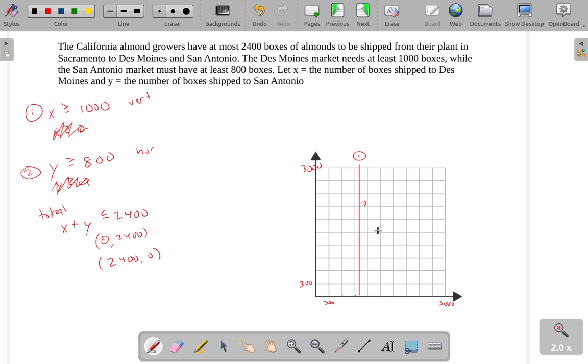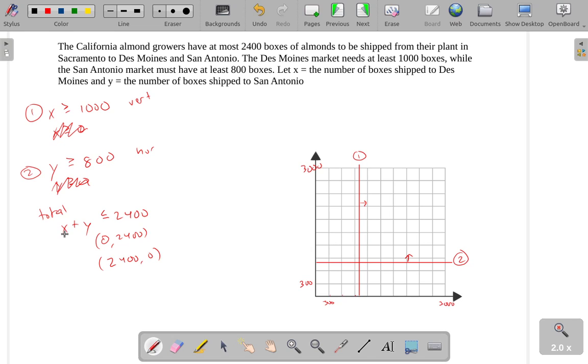For here, we want y to be greater than or equal to 800. This is a horizontal line. 900 is there, 800 is just below it, so we're going to look something like this. This will be line 2. Similar to the last one, we want to shade above this line because we want the total number of boxes shipped there to be greater than or equal to 800. The origin would not satisfy that, so we'll shade on the other side of that line.